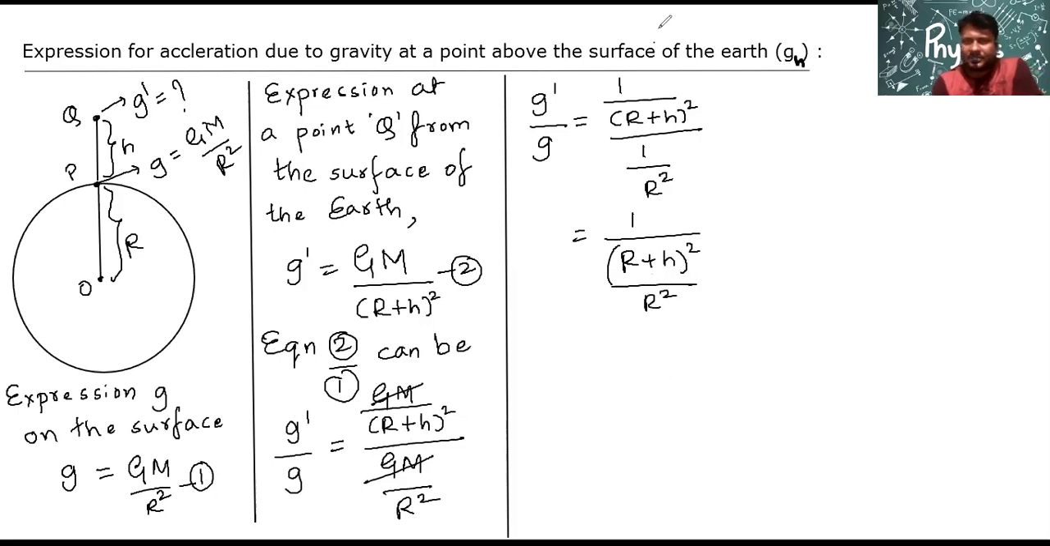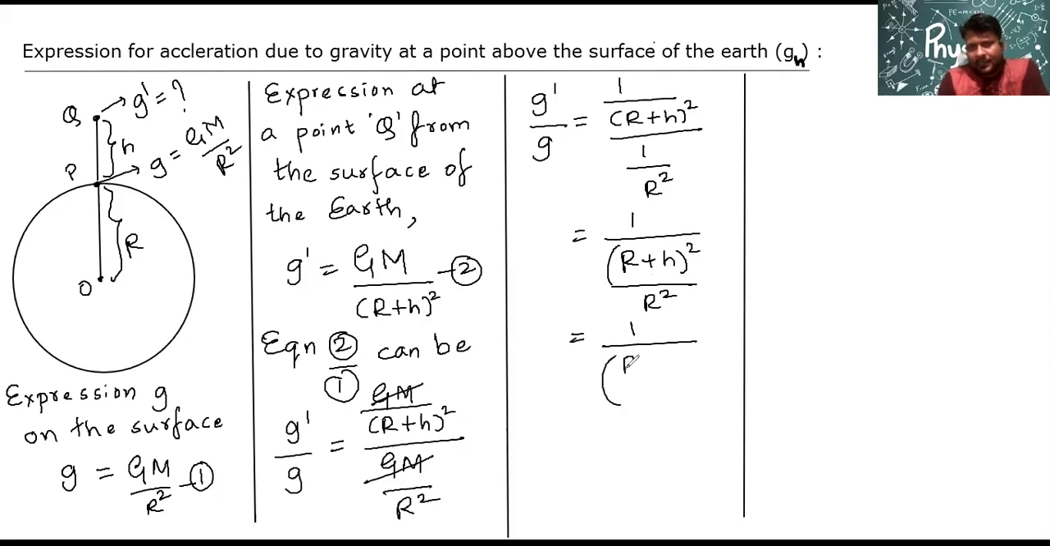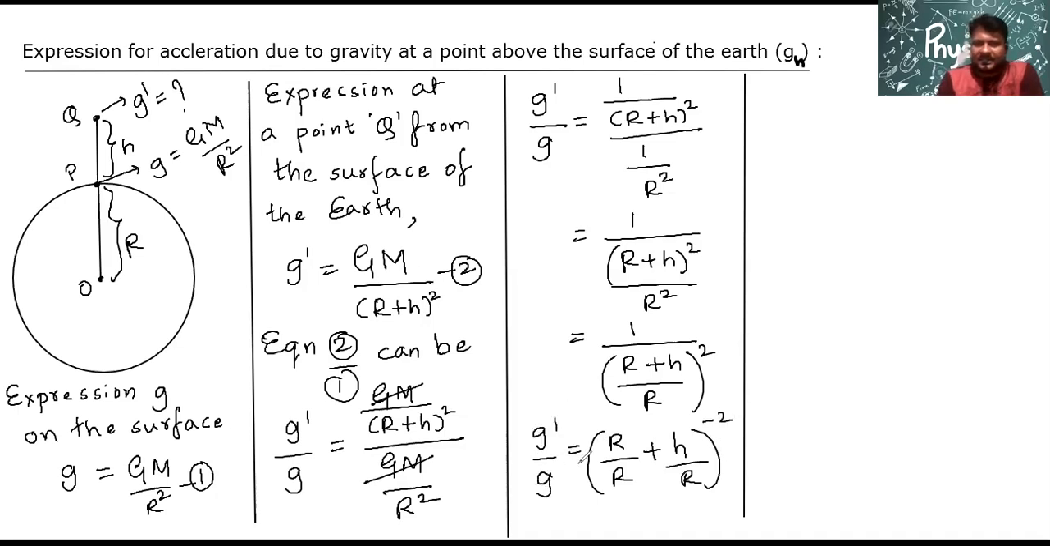Can be written as, you know what, how can this be written? So it can be written like this: 1 by 1 whole divided by r plus h divided by r raised to whole square. So r can be split into two terms in the denominator. So it can be written as r by r plus h by r raised to minus 2. So this can be taken as g dash by g.